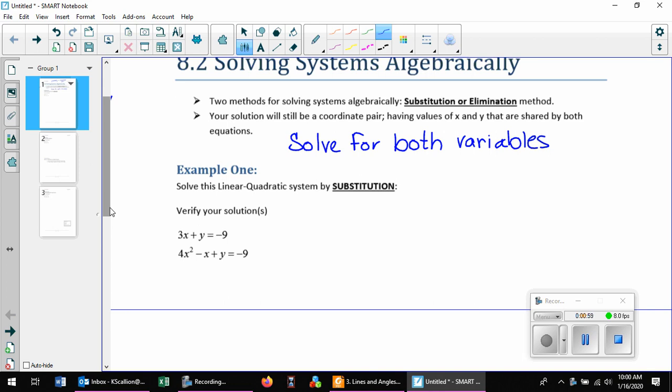So again, your solution should be a coordinate pair. You should have values of x and y. Really, it doesn't have to be x and y. It could be a and b or whatever. Okay, so substitution. What do we do in substitution?